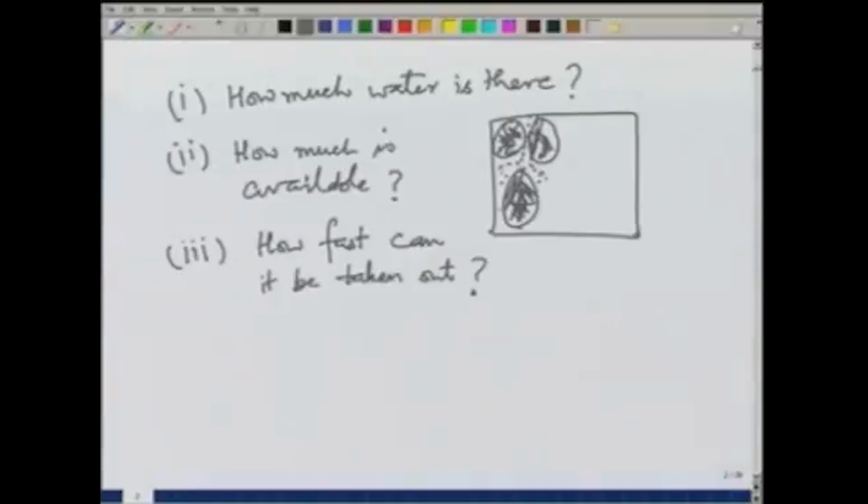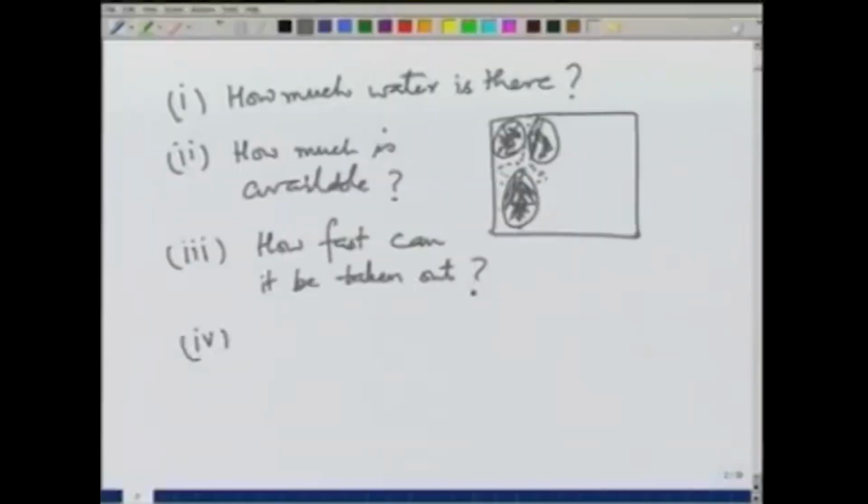Another thing which is important also is how deep is the water table, because the deeper it is, the more pumping cost we need to use. So, the depth of water table is also important. These questions need to be answered before we try to utilize this water resource which is available within the ground.